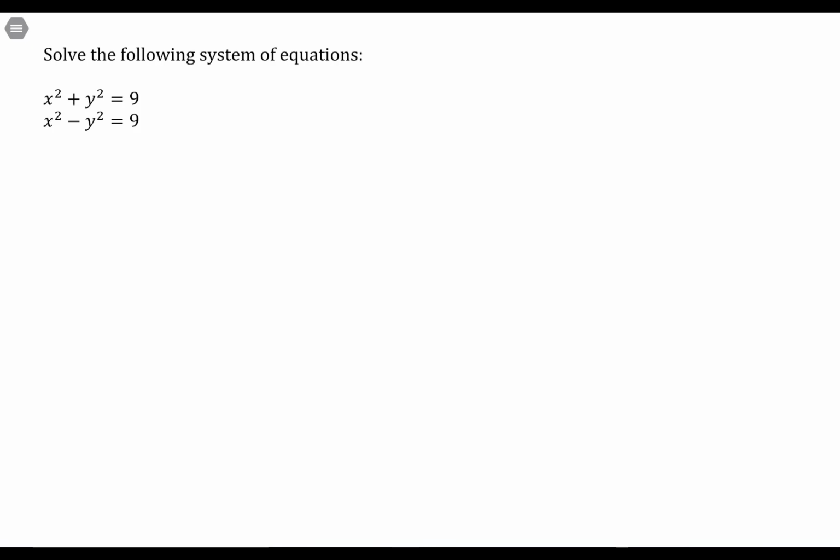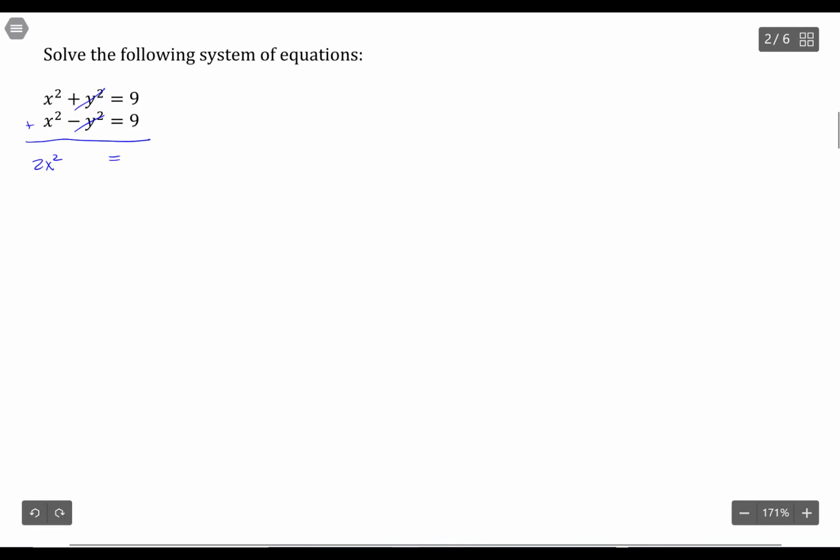For instance here, if you'll notice, if I took these two equations and added them together, I would have 2x squared, the y's would cancel, and that would just be equal to 9. Oh, sorry, 9 and 9, of course, would be 18. Now, dividing both sides by 2, that leaves me x squared equals 9. And if I take the square root of both sides, then I have x equals plus or minus 3.